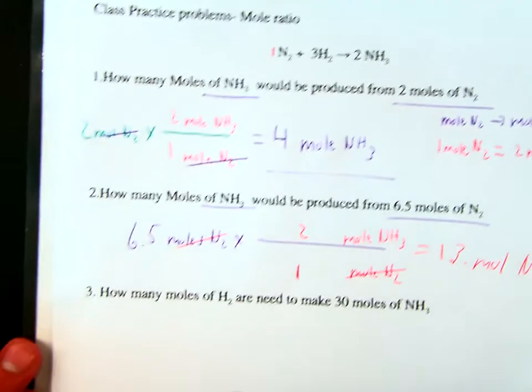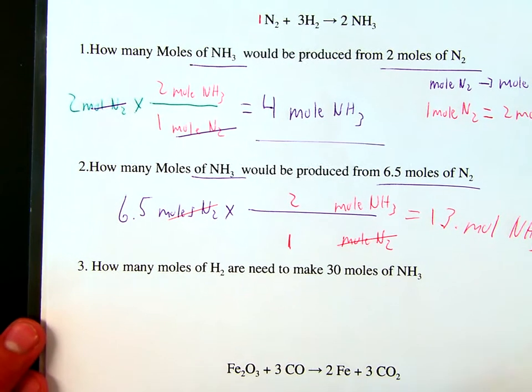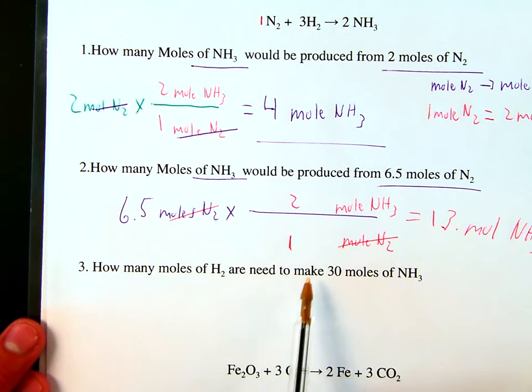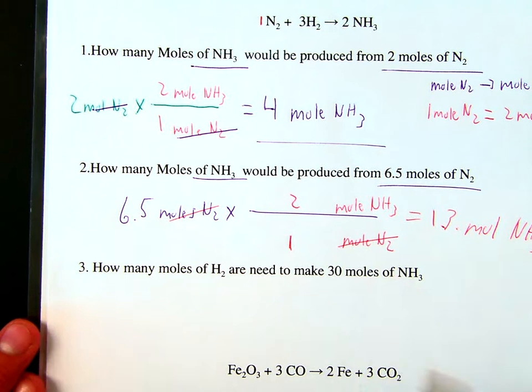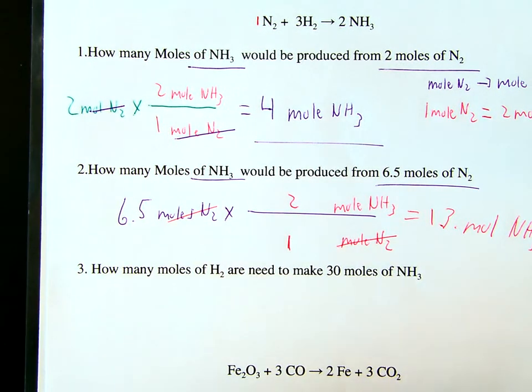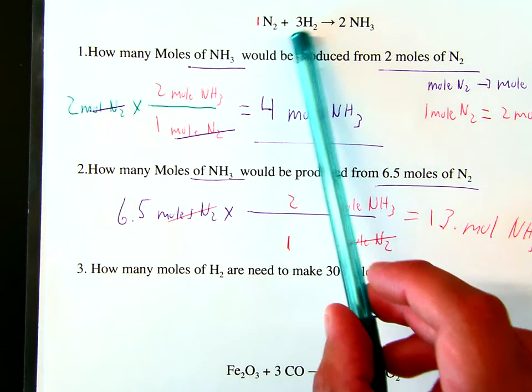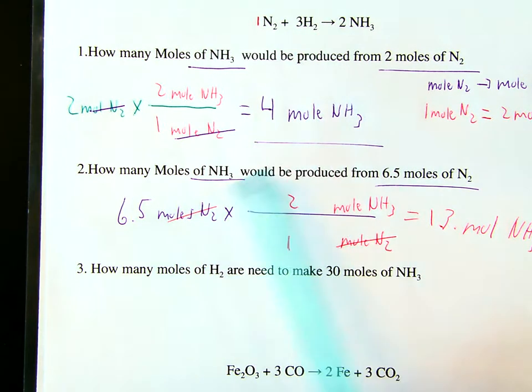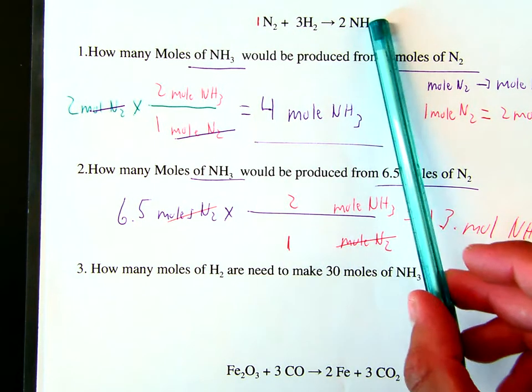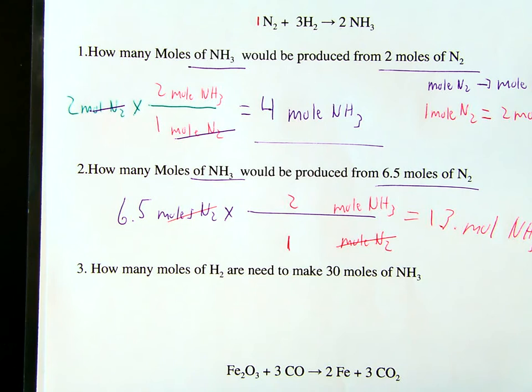So my next question here is, how many moles of H2 are needed to make 30 moles of NH3? Slightly different. Now we're working backwards, right? We know how much of this we want, but we want to figure out how much of this must have been used in the equation. So I'm starting with this, but I'm going to go backwards. But it's the same process, really.